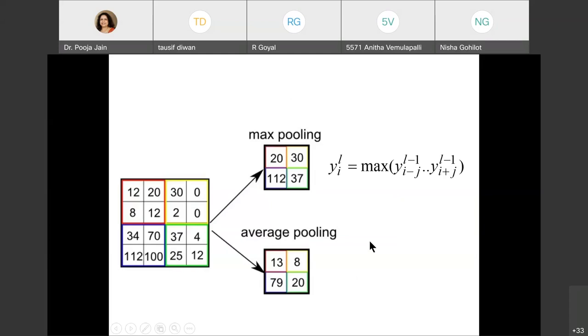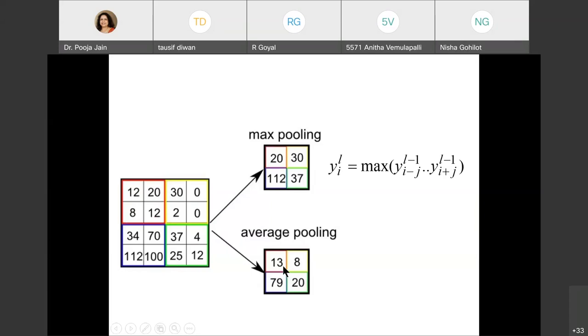See, this is an example of average pooling as well as max pooling. Here also we are applying 2x2 pooling with stride 2. If 2x2 max pooling is applied, then 20 is taken out. If it is 2x2 average pooling, then what is the average of this? 12 + 12 + 20 + 8, the average is 13.